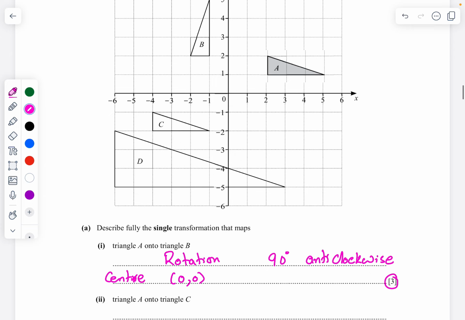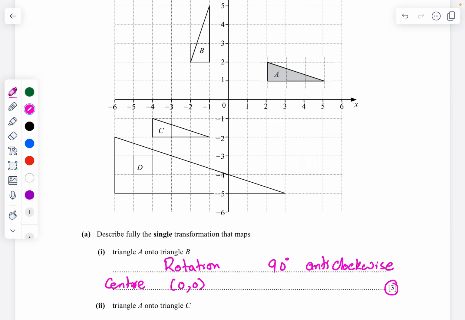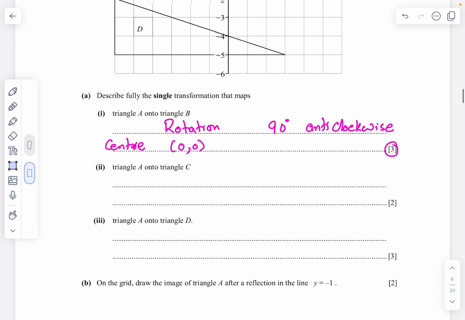A onto C. So again, A onto C. Copy and paste it over there. We can see that it is moving 1, 2, 3, 4, 5, 6, negative 6, then 1, 2, and 3, negative 6 and 3. So what am I going to write for that one? It's translation.